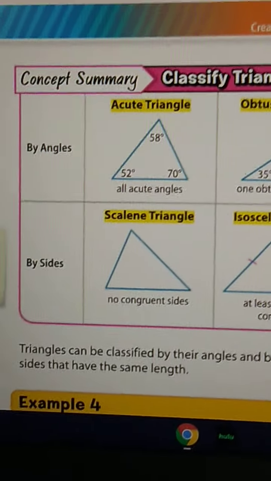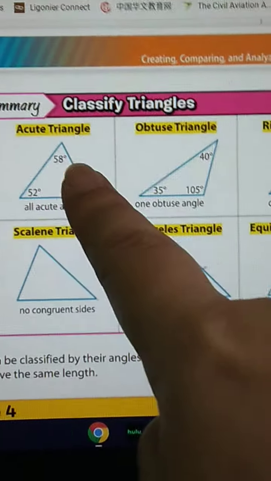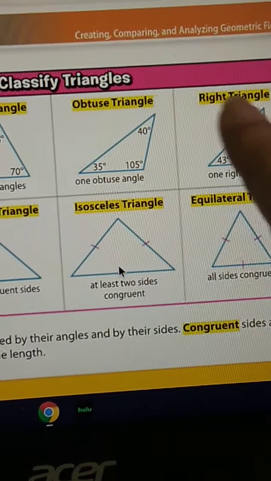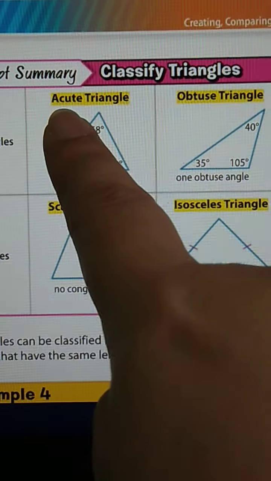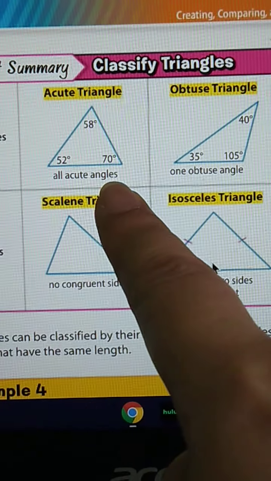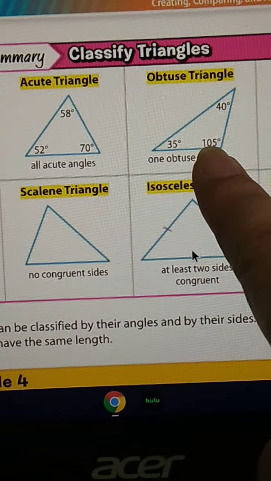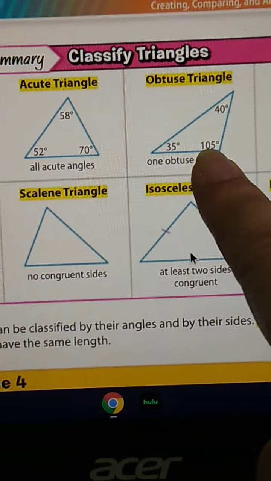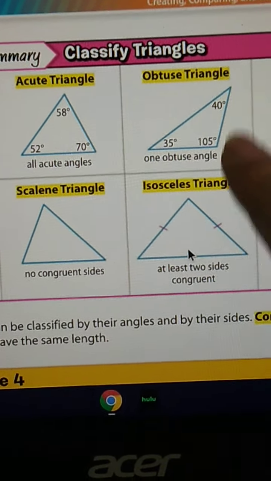Classification. You can classify by angles or you can classify by sides. If you're classifying triangles according to their angles, there are three possibilities. You can have a right triangle where one of the angles is a right angle. You could have the acute triangle, which is the most common one, where all three of them are acute angles. Or you can have an obtuse triangle where one of the angles inside is over 90 degrees. That's called an obtuse angle. So this whole triangle is called an obtuse triangle.